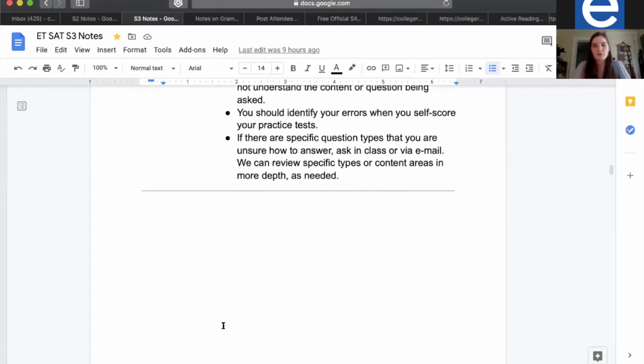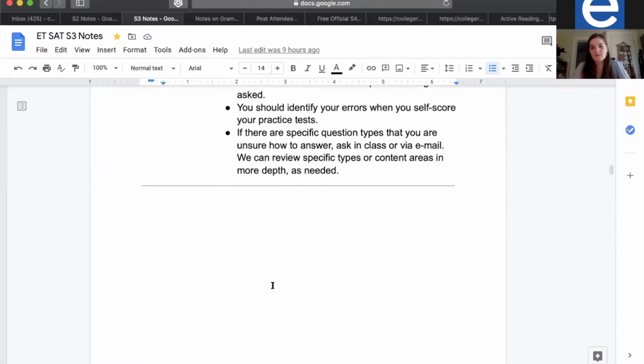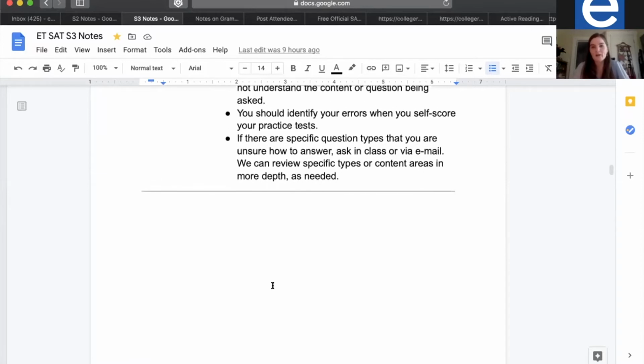Because that's a critical difference in terms of how we approach it, and what we need to do to fix it so that you can get it right. Okay. You should identify your errors when you self-score your practice test. So I want you to identify what you got wrong, why you got it wrong. You should be thinking about that anytime you self-score.